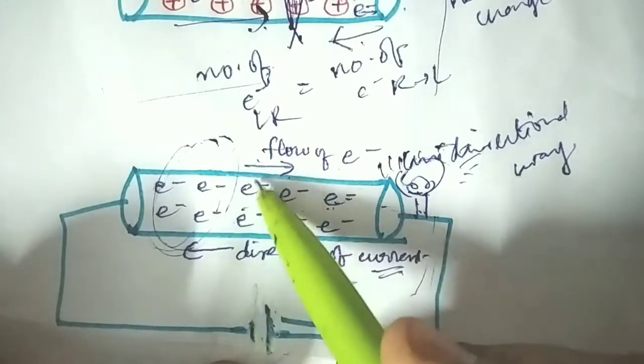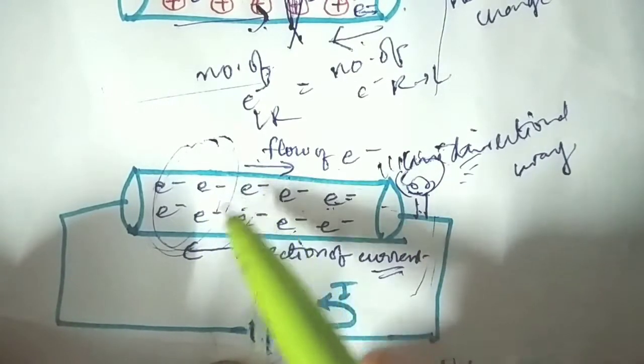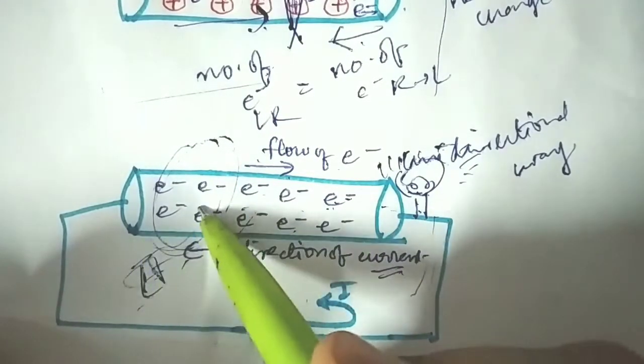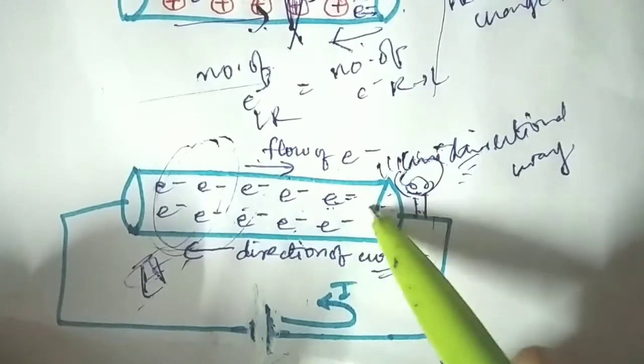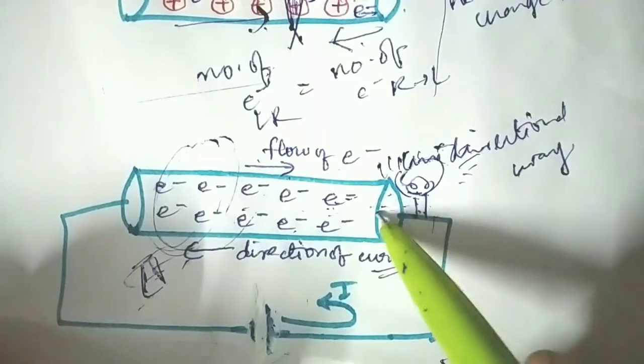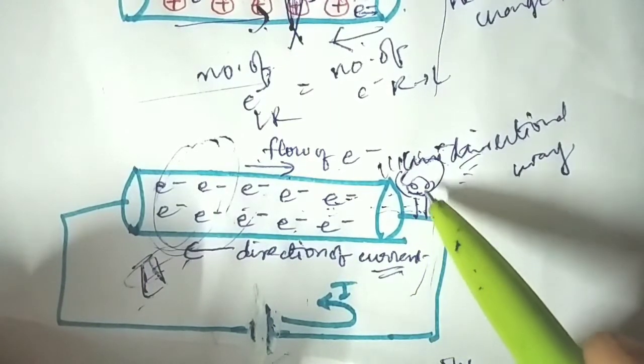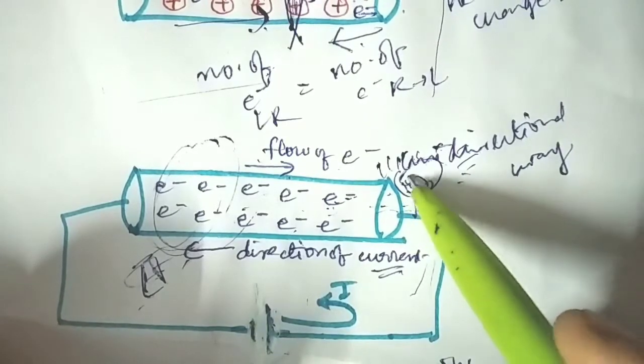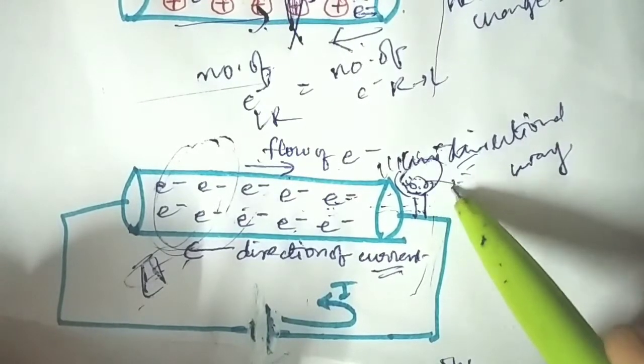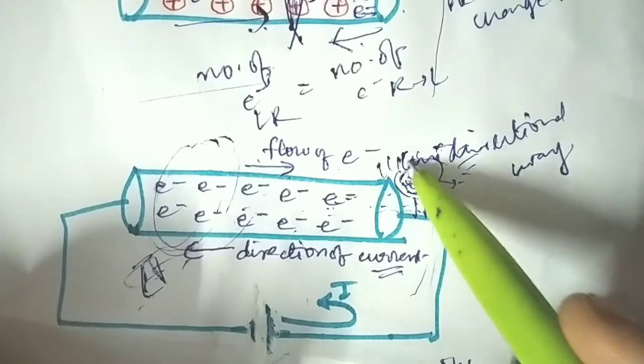Okay, across this conductor, immediately the electric field will be produced. This electric field will provide the energy to these electrons, and these electrons will move immediately towards this bulb, and this bulb containing this tungsten, this tungsten gets heated and it emits light.